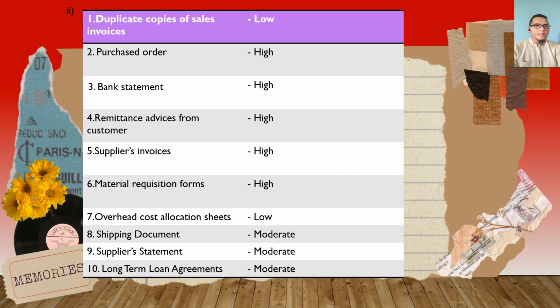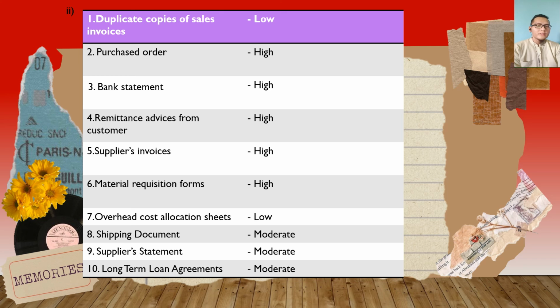So moving on to the next part, which is to classify each document by its reliability, whether it's low, high or moderate. The first one is duplicate copy of sale invoice, which has low reliability. The second one is the purchase order, which has high reliability. The third one is bank statement, which also has high reliability. The fourth one is the remittance advice from customer, which also has high reliability.